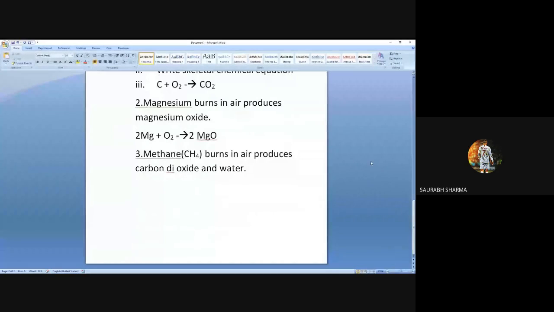Wait a little, Saurav. Methane burns in air, produces carbon dioxide and water. After 1 minute, Saurav, you can say the answer, okay? Okay, 1 minute over. Saurav, you can say the answer.